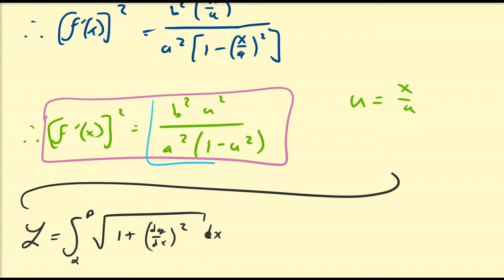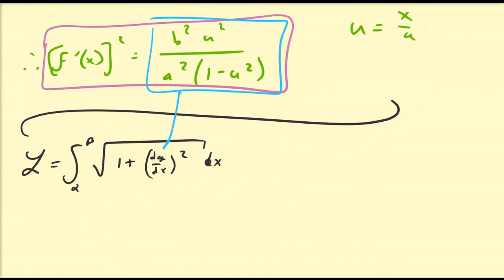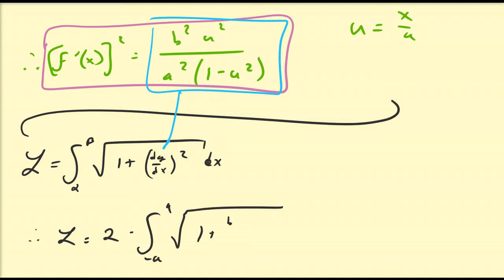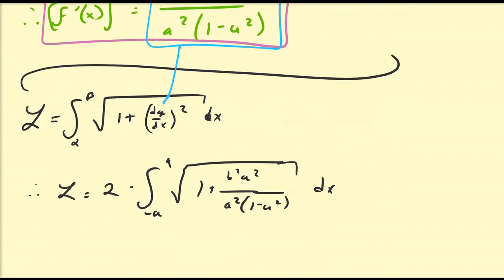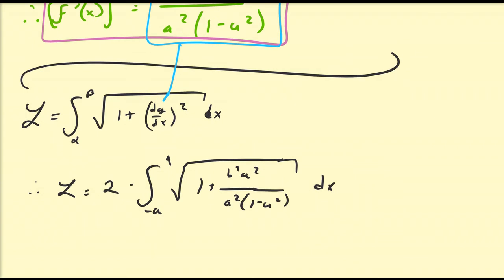So simply replacing this in this term, we have the arc length is going to be equal to 2 times the integral from minus a to a of the square root of 1 plus b squared u squared all over a squared times 1 minus u squared dx, right? And remember, it's 2 times because we want the top half and the bottom half, and this function is only referring to the top half.